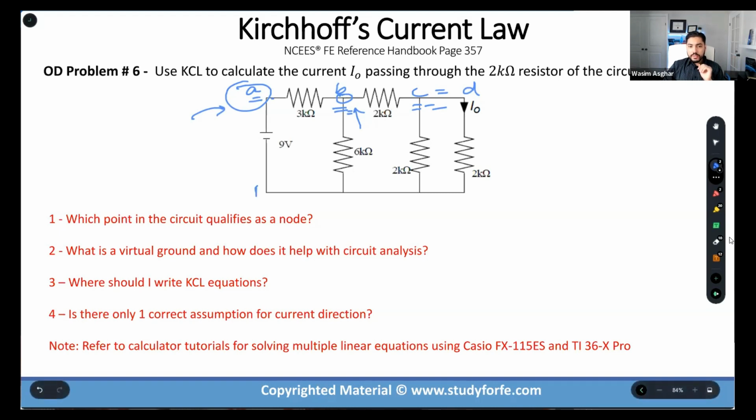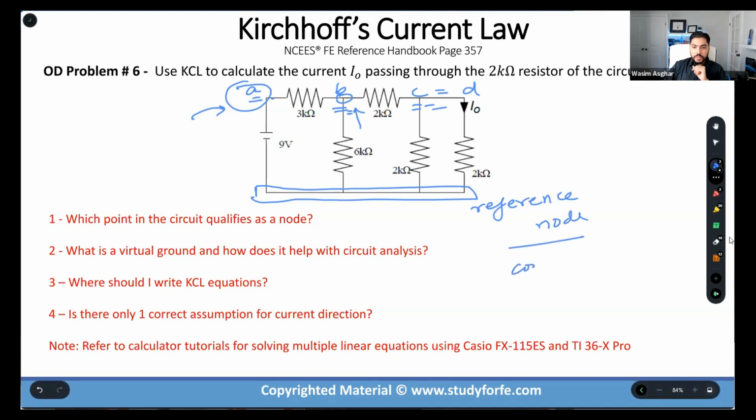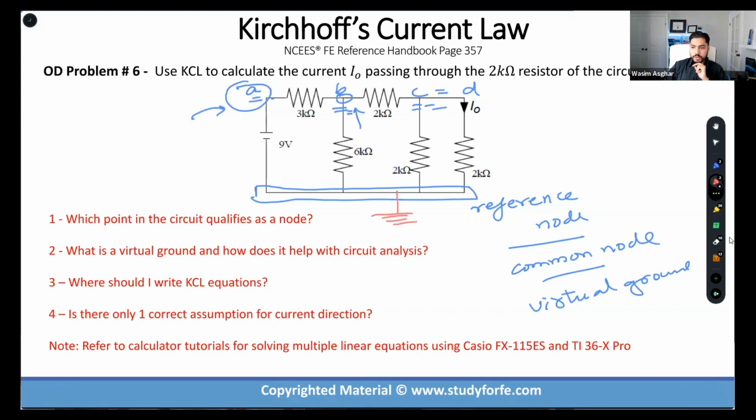And then what can we say about this guy? What is this? Now, some of you guys are jumping to ground. You guys, reference node, right? The correct way of calling this is a reference node, a common node, or a virtual ground, not a ground, guys, virtual ground. Why is it not a ground? Did I use the symbol here? No, I didn't use the symbol of ground, right? So it's not a ground. It's a virtual ground or a common node or a reference.